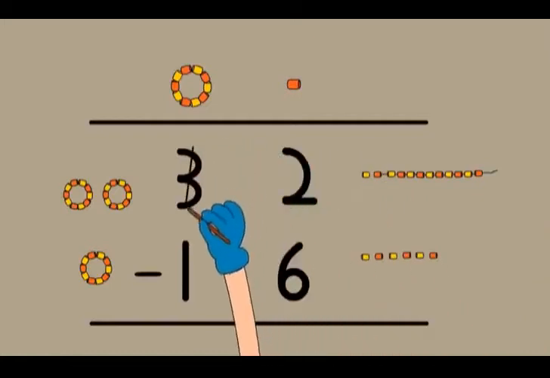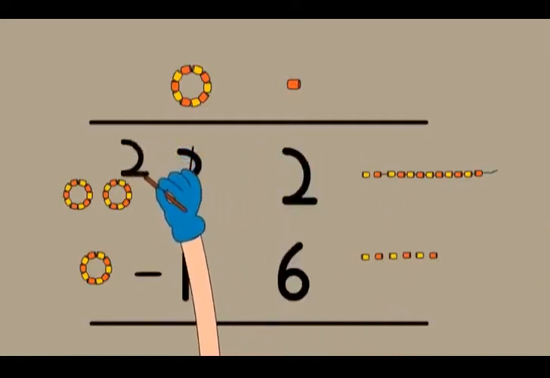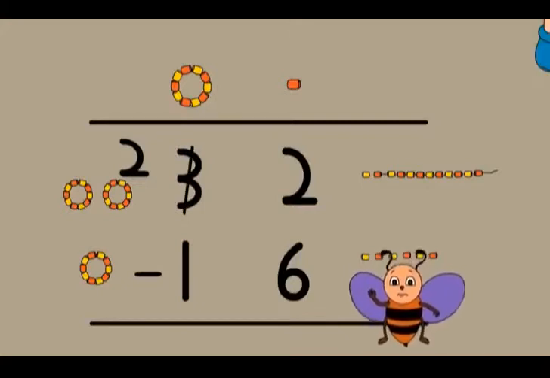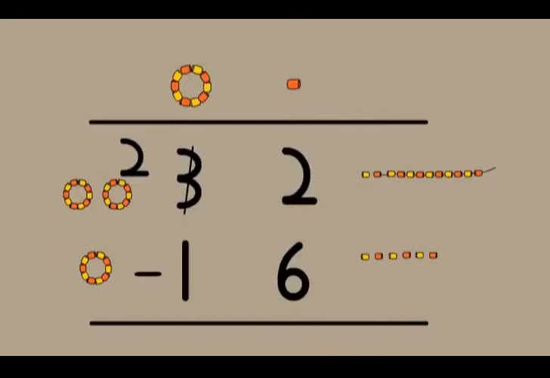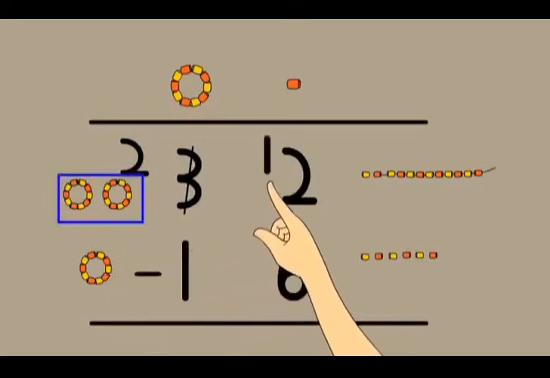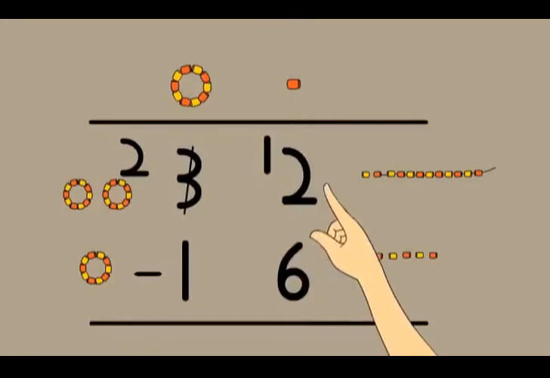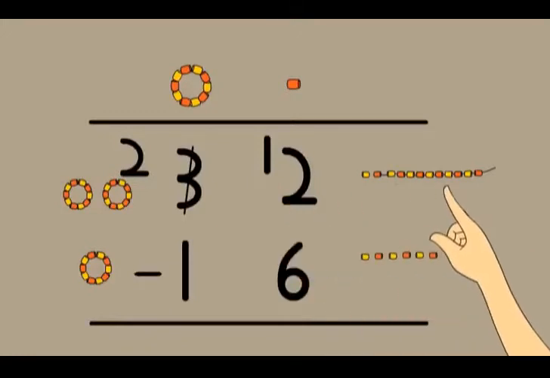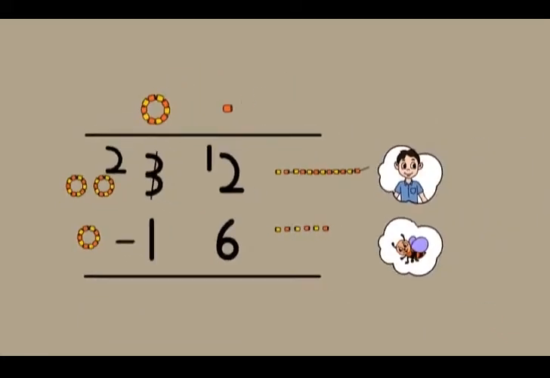First, I will cut 3 and write 2 here. Why? Because now Chinu has only 2 bangles. Then write a small one here. This means there are 12 loose beads. Now it is easy, Buzz. You can take away 6 beads from 12 beads.